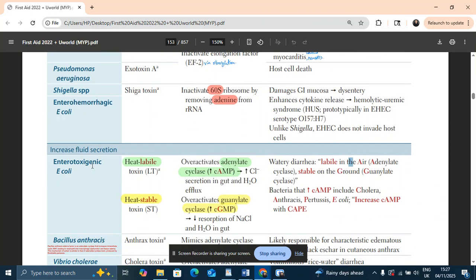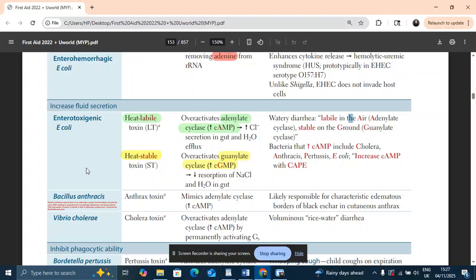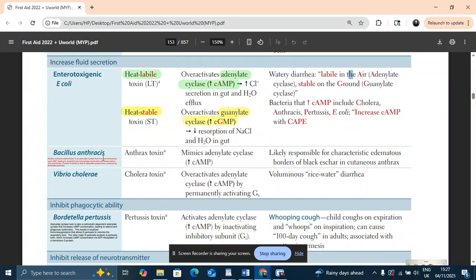Today we are starting with enterotoxigenic E. coli, another type of E. coli. Enterotoxigenic E. coli produces 2 types of toxins. The first is heat labile toxin, and the second is heat stable toxin. What is the mechanism of action of heat labile toxin? How does it work? Heat labile toxin overactivates the adenylate cyclase enzyme, and eventually it leads to increased cyclic AMP. Increased cyclic AMP leads to increased chloride ion secretion in the gut, and that chloride ion then drags water into the gut, so it causes water efflux.